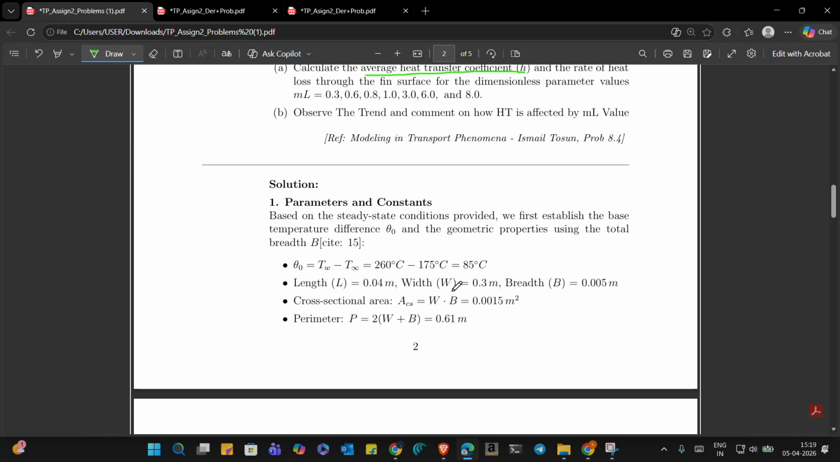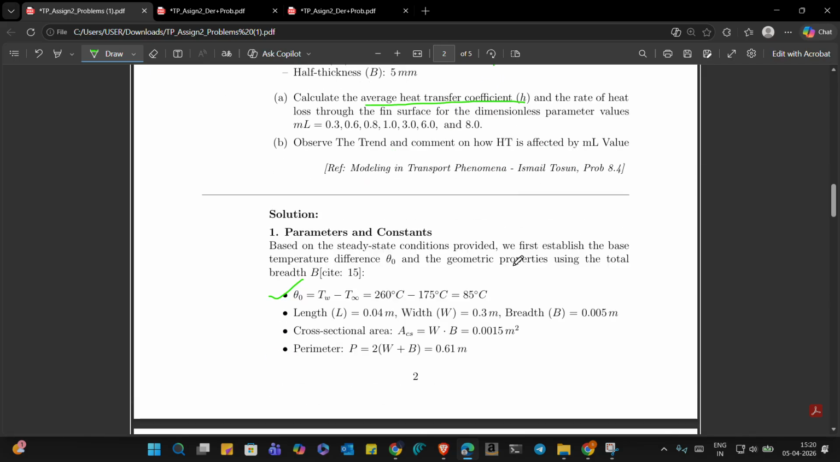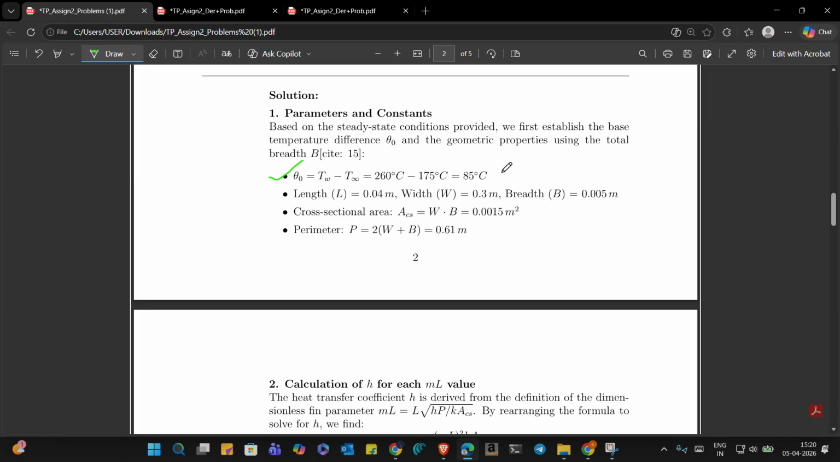First of all, we need to find the basic parameters that we come across while putting values in the final equation. So we need to find the value of theta naught. It is given as T wall minus T infinity. We take these values and substitute them in this formula to get the theta naught value. We have been provided with the dimensions of the fin. We write those dimensions. Then we find the cross-sectional area of the fin and the perimeter of the fin, as we did in the earlier question.